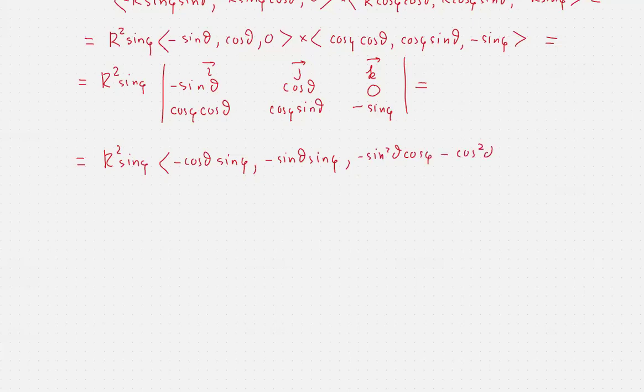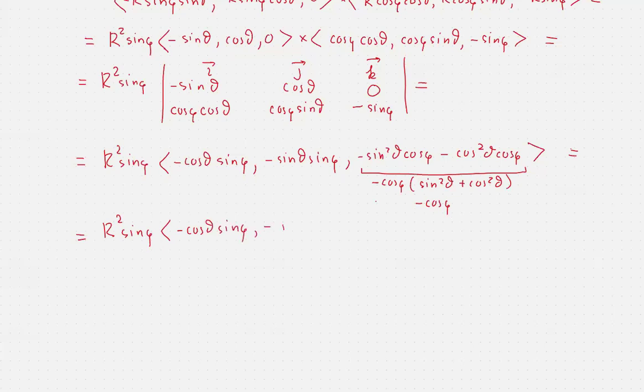So you can see here that if you factor out a negative cosine phi, then you get sine square of theta plus cosine square of theta, which is simply 1. So the whole thing is negative cosine phi. So what we have is r squared sine phi times the vector minus cosine theta sine phi, minus sine theta sine phi, and minus cosine phi.